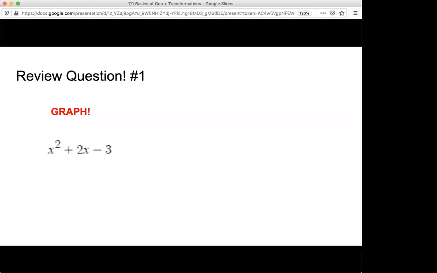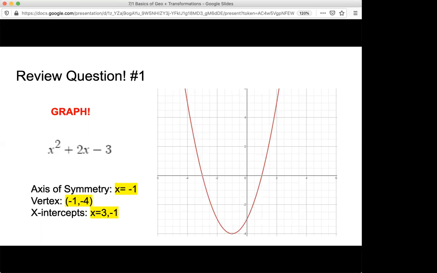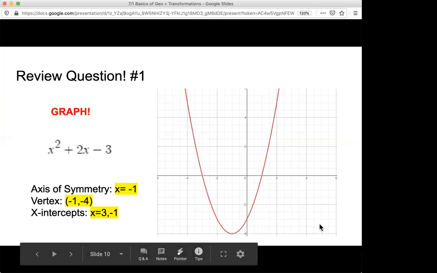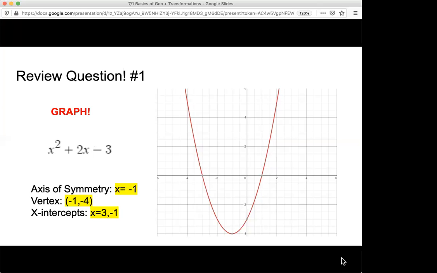Okay. I'll stop the timer right now. Wow, that was fast. The axis of symmetry would be x equals -1. The vertex, when you plug the x into the equation, would be -1, -4. The x-intercepts are 3 and -1. And on the graph, it says that the y-intercept would be -3, like he said, the constant term at the end right here. Any questions? No? Okay.